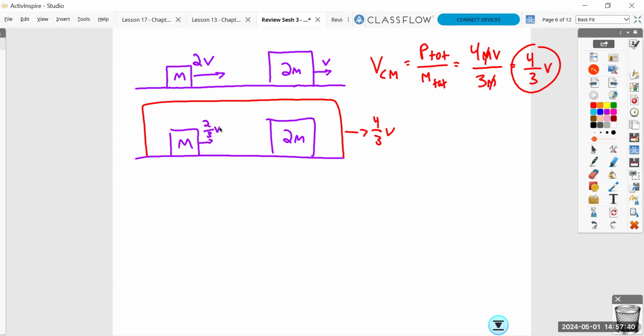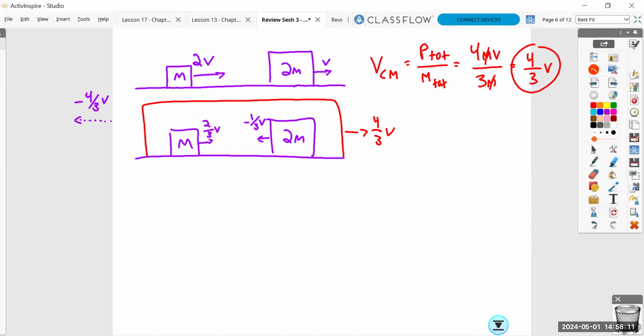We're actually going faster than the big box, so it's going to look like it's going backwards a little bit. If we subtract from the big one, it's going to look like it's going negative 1/3 v. So we've basically shifted all the velocities by 4/3 v, because we're going 4/3 v this way. Everything else looks a little slower.